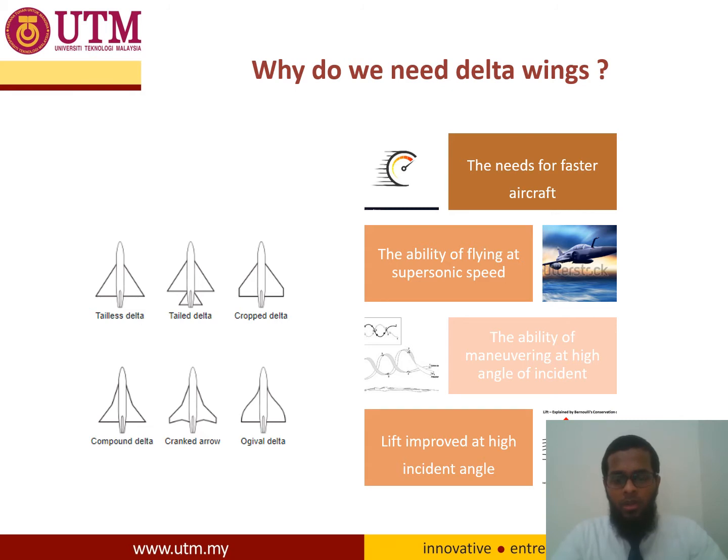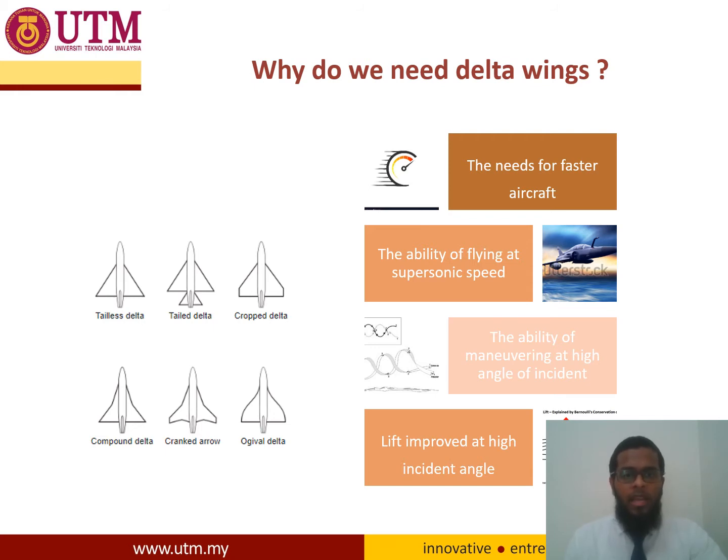And also nowadays we are getting advanced, so still being at an advanced stage of flying is not acceptable for the technology. The delta wing has the ability to fly at supersonic speed and the ability of maneuvering at high angle of incidence. Delta wing is used, and also we can improve the lift at high angle of attack. These are some examples of delta wings, I mean the types of delta wing.